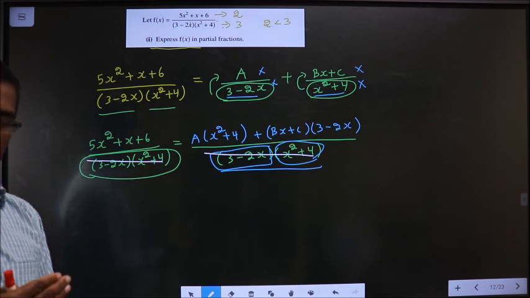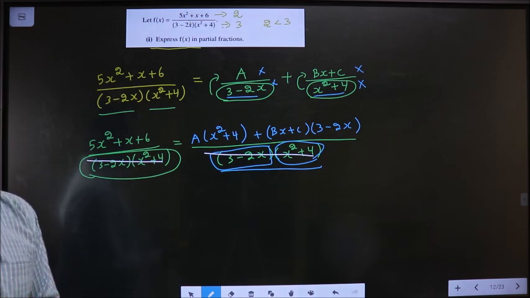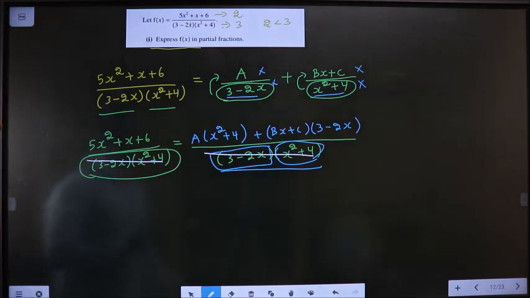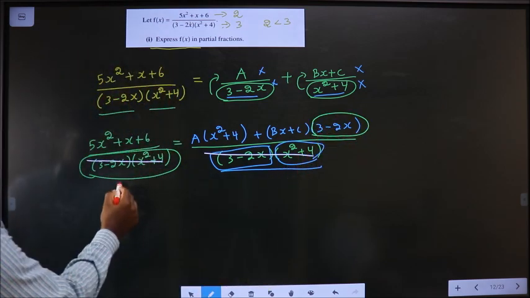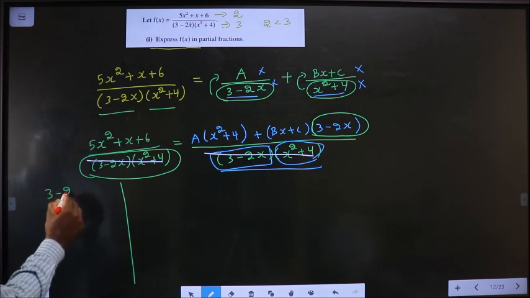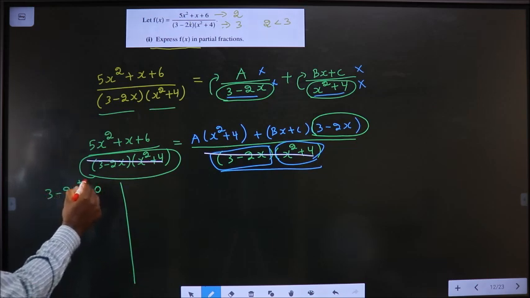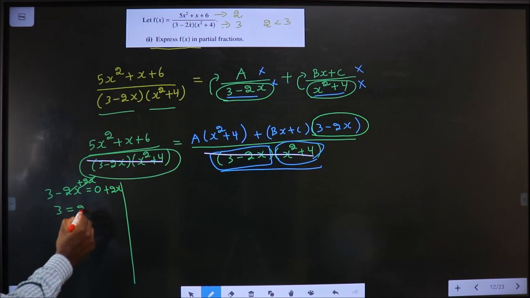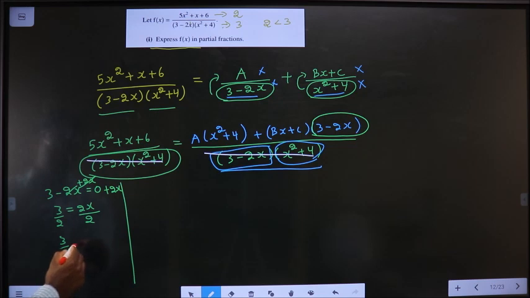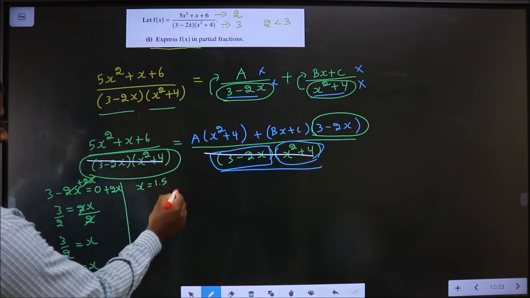Now you need to take different values for x, or comparing coefficients you need to get the value of a, b and c. Now I will try to make this bracket 0. So that is, if I take 3 minus 2x equal to 0, add 2x on both sides. So what do I get? 3 equal to 2x. So divide by 2. So 3 by 2 is equal to x, or 1.5 is equal to x. So now take x equal to 1.5.